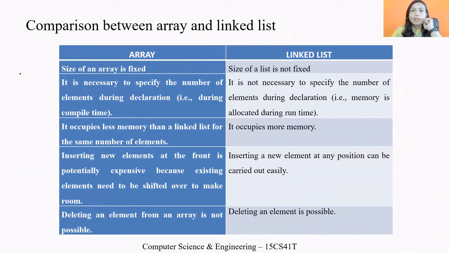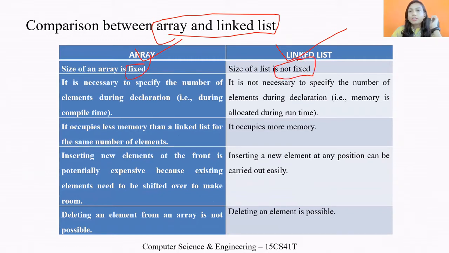Next, we'll see the comparison between arrays and linked lists. So, this is the comparison. In an array, the size is fixed. In a linked list, the size is not fixed. In an array it is static, so if you say 100, the size is fixed. In a linked list, it is not fixed. Whenever you want a node, you can create it.